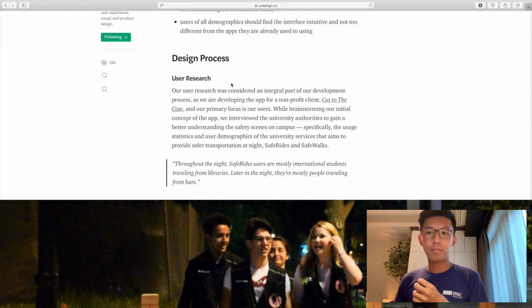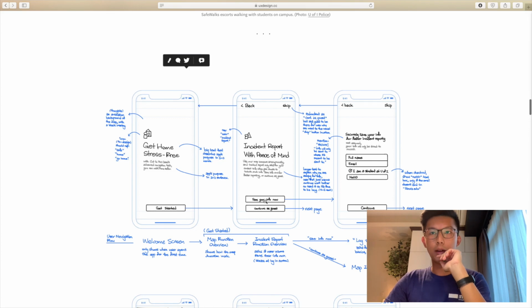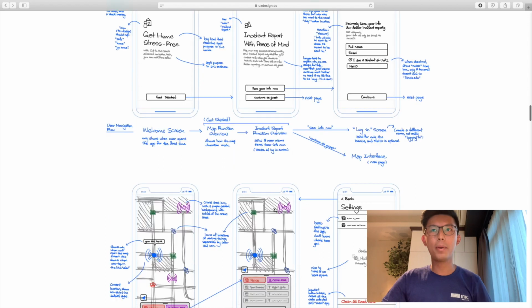We met up with students who may need the app more, for example freshmen who don't know the campus too well. We met up with them and asked them a lot of questions about how they would potentially use the app. So that's where user research came in. And then we had a wireframe. I drew a wireframe of how I think the app can potentially look, and I had all these notes around the wireframe, identifying the functionalities of these different elements on the app.